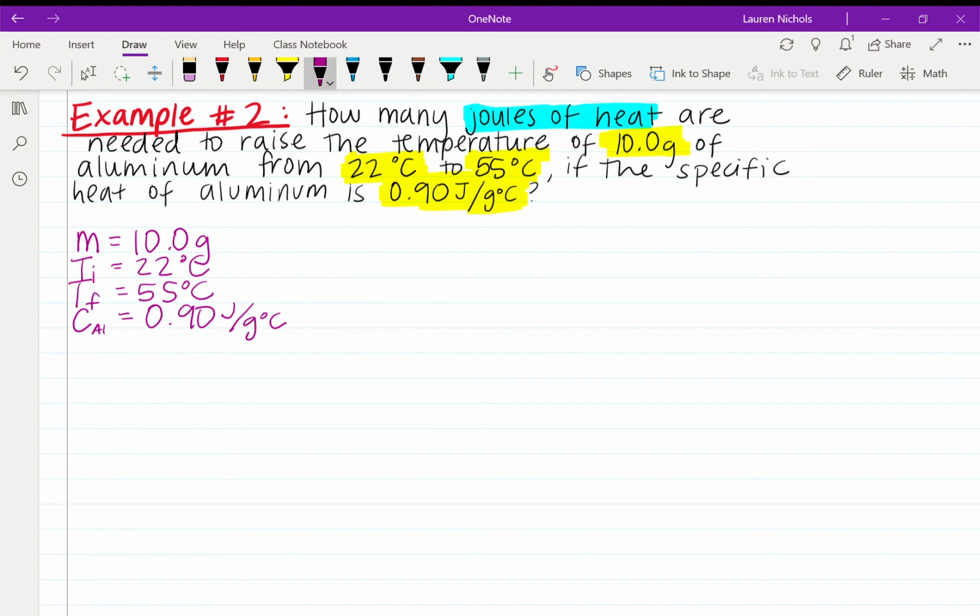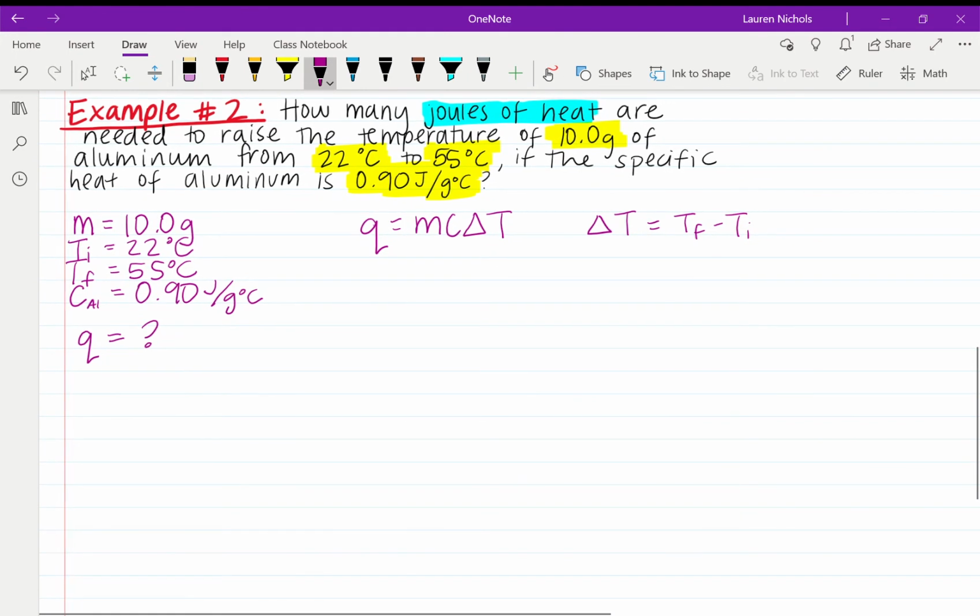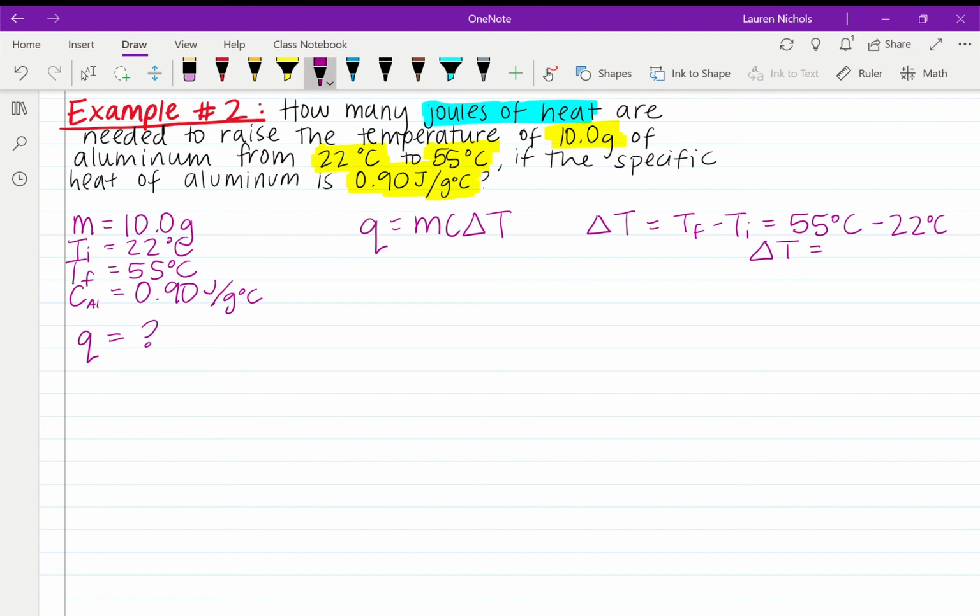So we've written down everything that they've given us, and that's our G for given, and then U is unknown. So what is unknown? Well, they want to know the joules of heat, which means Q is our question mark, what we're looking to solve. So we have given, unknown, the next step is equation. Our equation is Q equals mcΔT, and that delta T is equal to T final minus T initial. We can go ahead and solve for our delta T because we have both of our temperatures. So that would be 55 degrees Celsius minus 22 degrees Celsius, which means our change in temperature is going to be equal to 33 degrees Celsius.